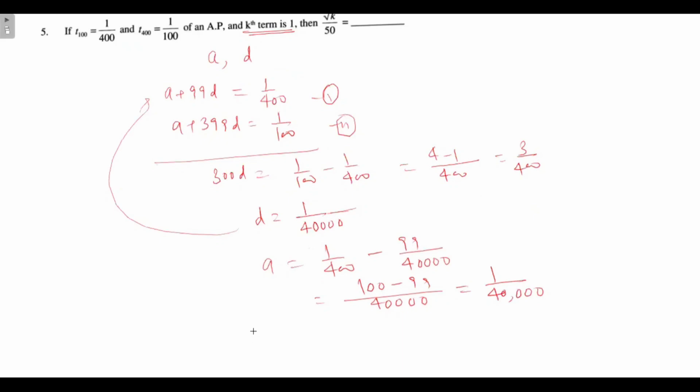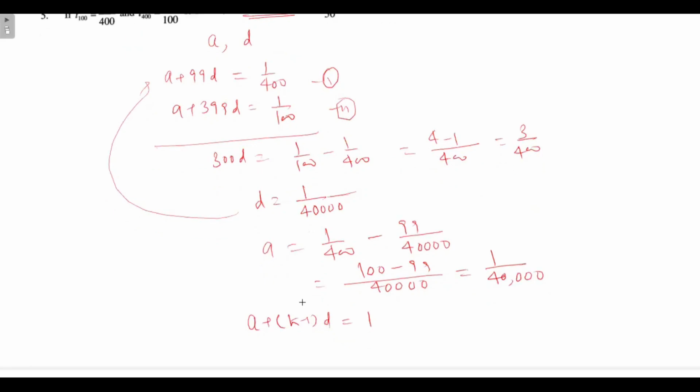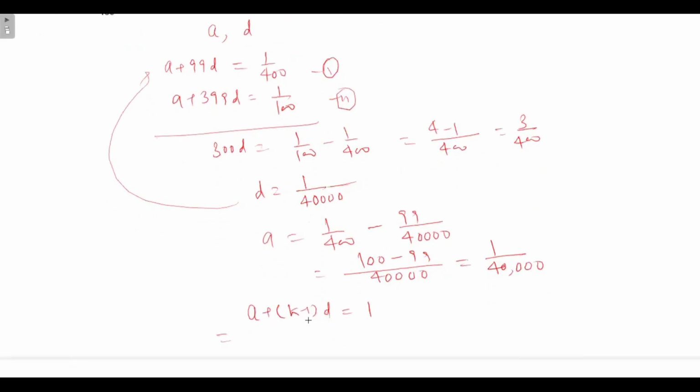Now, what has to happen is that the kth term is 1. It means that A plus (K minus 1) into D is actually 1. So we need to find out what this K is. So my A and D both are equal, right? So I'm just writing A plus KD minus D equals 1. So A and D are both equal, so I'm just taking them out. So D is 1 upon K, but K is 1 upon D.